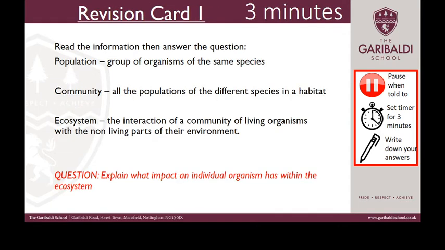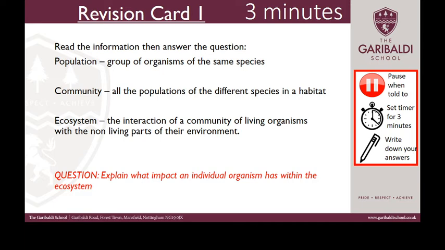Okay, so for the next one, revision card, you have 3 minutes to do this. Read the information, then answer the question at the bottom. So we have a population. It's a group of organisms of the same species. Community, all the populations of the different species in a habitat. And then finally, ecosystem, the interaction of a community of living organisms with the non-living parts of the environment.